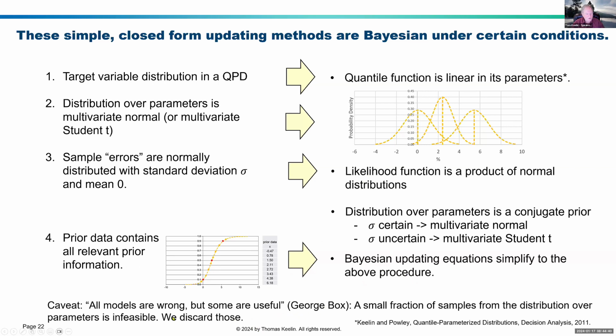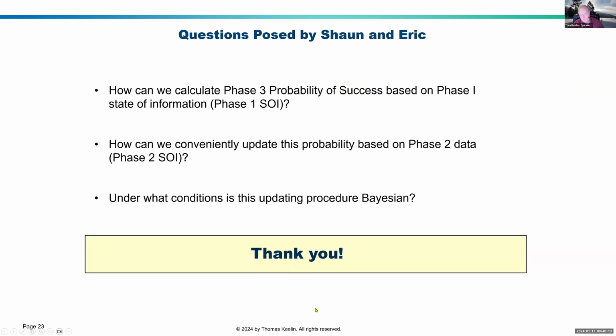George Box came up with this: all models are wrong, but some are useful. There is a problem for a small fraction of samples from this multivariate normal distribution, or multivariate t, and that is that a small fraction of the samples of the distribution over the parameters is infeasible, or not even a probability distribution at all. You could draw a sample such that the median is less than the 10% quantile. That wouldn't make any sense. So we discard those kinds of samples. But other than that, as far as I know, this whole approach is Bayesian and works.